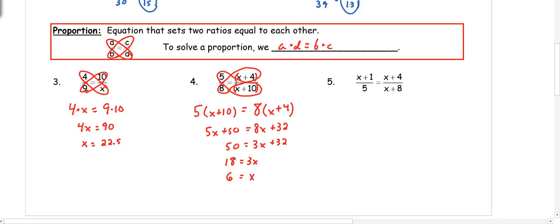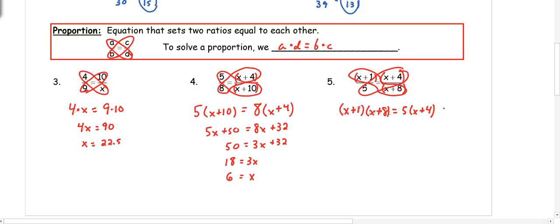In number 5, when I cross multiply, I have two quantities that are going to multiply with the x plus 1 and the x plus 8. So I have x plus 1 times x plus 8, and then I have 5 times x plus 4.